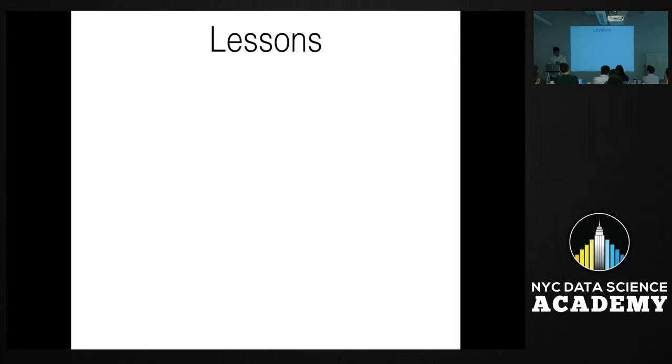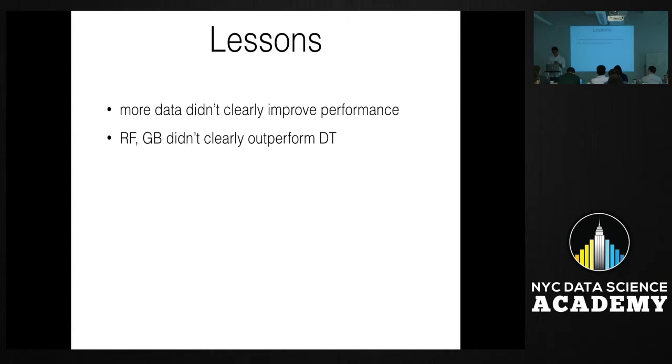So next, the lessons that we gathered from our expectations and the results that we had from running those different models. So first was that more data didn't clearly improve performance. As Adam mentioned, the models that were run on the components data frame didn't consistently outperform the models that were run on the basic data frame. Also, the more complex tree-based methods such as random forest and gradient boosting didn't clearly outperform the decision tree. This was also interesting given that we gave them more computational resources in terms of time and the grid points to search over. And this highlighted tuning parameter issues.